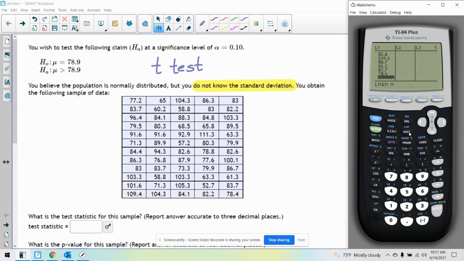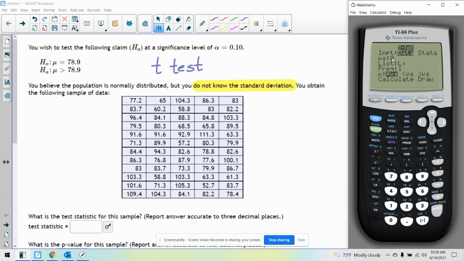Now that the data is in the list, you're going to hit stat, over to your test menu. And we're doing a t-test since we don't know sigma. If we did know sigma, it would be a z-test. So we'll hit t-test. Now we're not putting in statistics, we're putting in actual data. So I'm going to highlight data at the top.